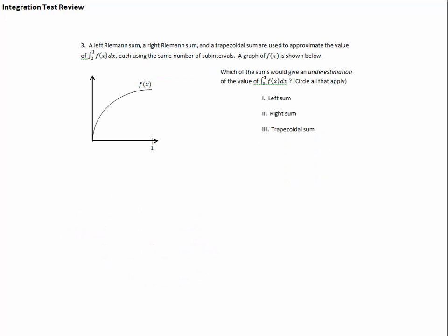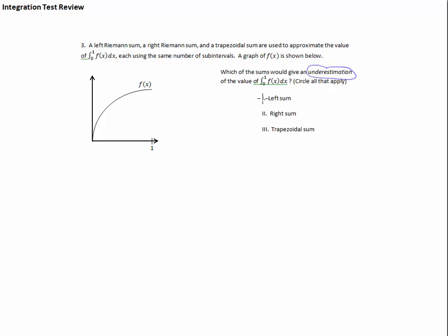All right, let's try number 3. Says here, we've got a left Riemann sum, a right Riemann sum, and a trapezoidal sum are used to approximate the integral from 0 to 1, okay, so right from here to here, of our function f of x, each using the same number of subintervals. A graph doesn't tell us how many, it just says the same number. A graph of f of x is shown below. Which of the sums would give an underestimation, that's important, an underestimation of the value of our integral? And circle all that apply. So it could be all of them, could be none of them, we don't know.